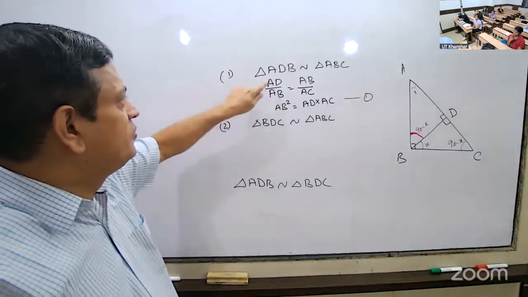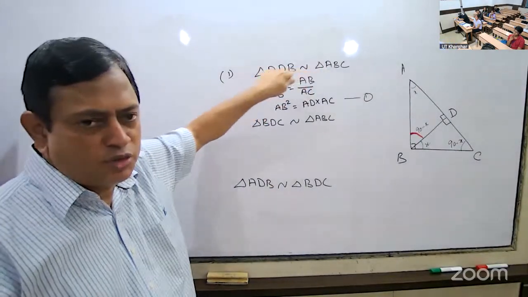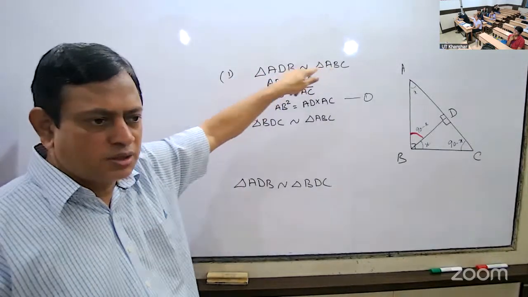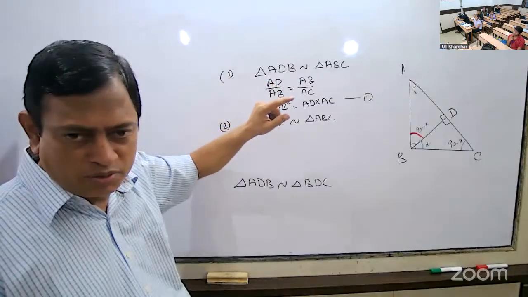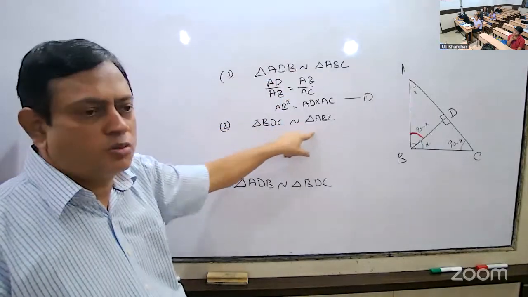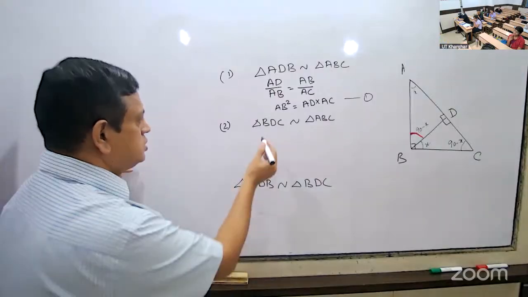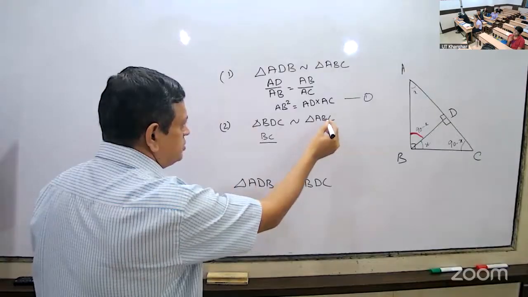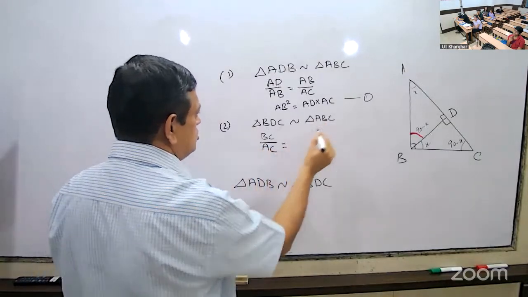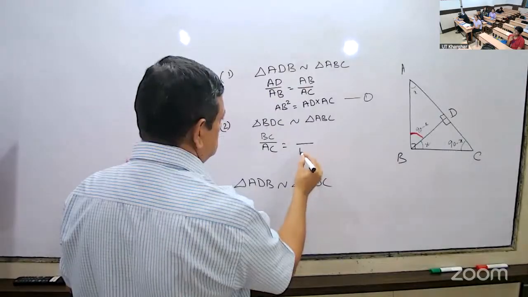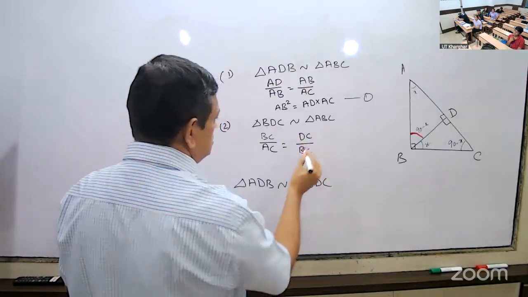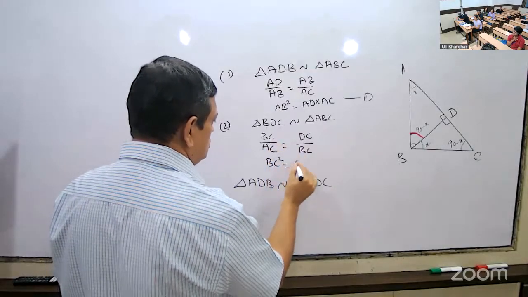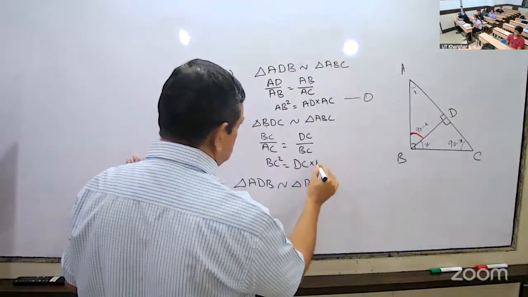Now, you look over here. These two triangles, which side is common between these two? AB. That is why AB square is coming. Here also you will see a common side: BC. So take the ratio. First and third, BC upon AC is equal to, second and third, BC upon... Cross multiply: BC square is equal to BC into AC.